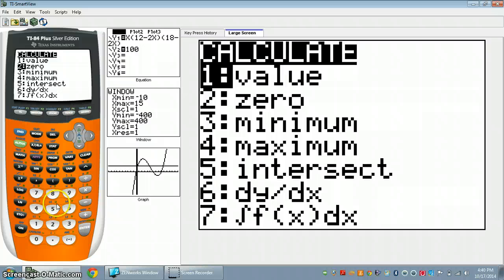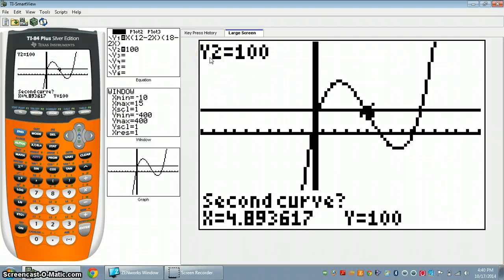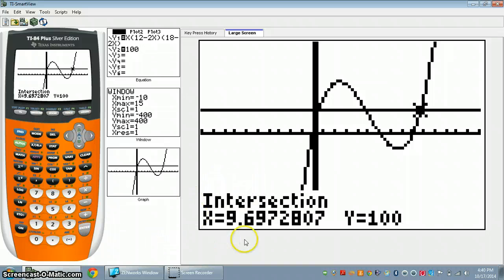So again, go down to number 5, press enter. First curve, press enter for yes. Is this your second curve? Yes. And we want to find this intersection point right here, and push enter. So it's also telling us that we could have an x value of 9.697, and we would get a y value of 100.